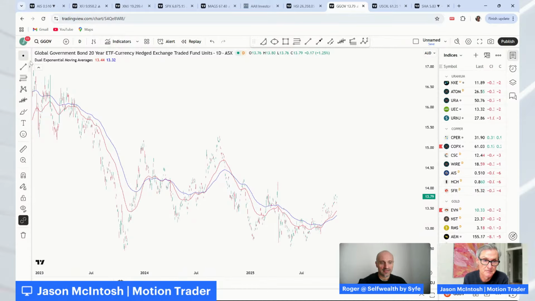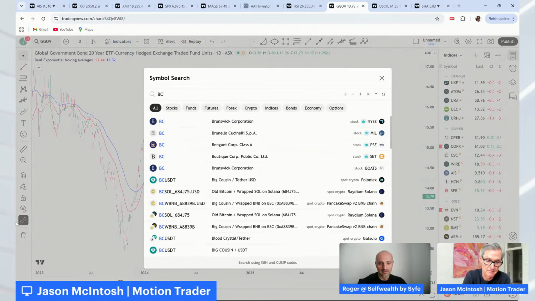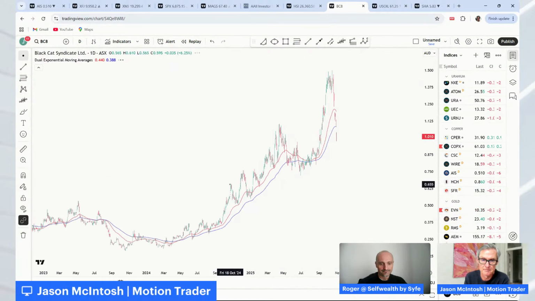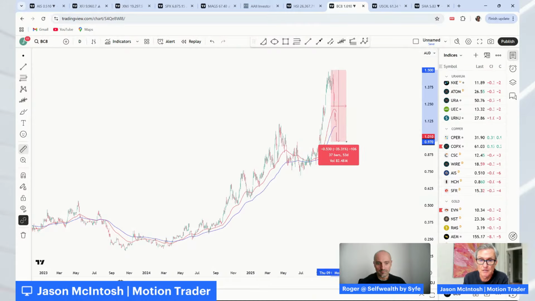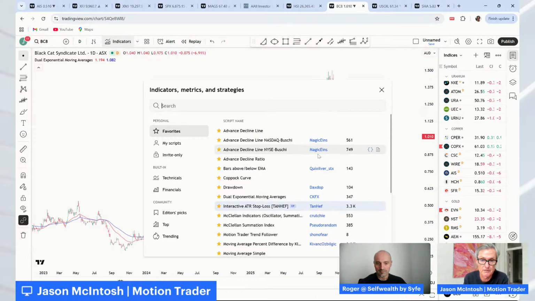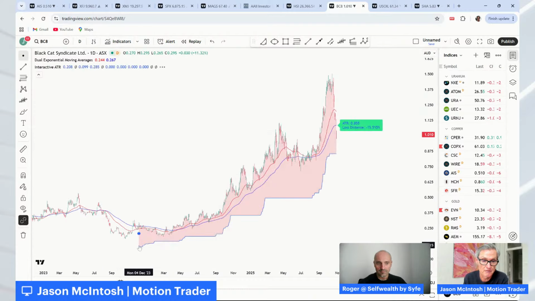Brett, BC8. Yeah, it's gold stock. It's been a great trending stock for well over a year. If I was holding this, I'd be using, let's just put on a wide trailing stop. See where it is.